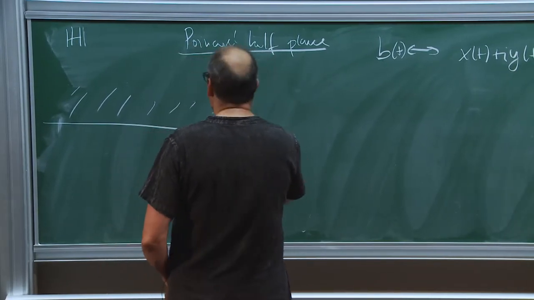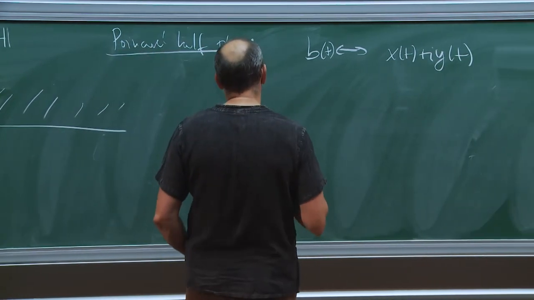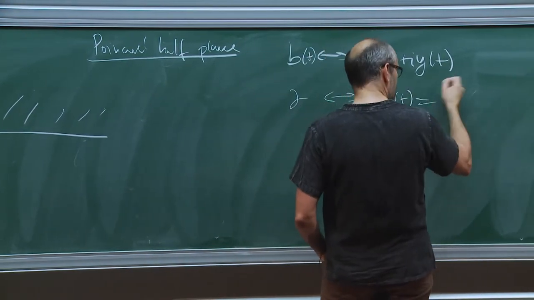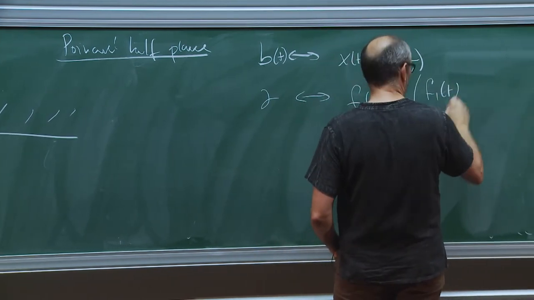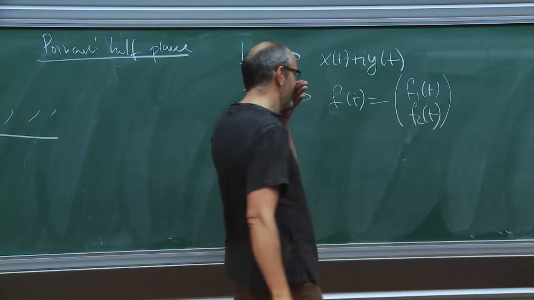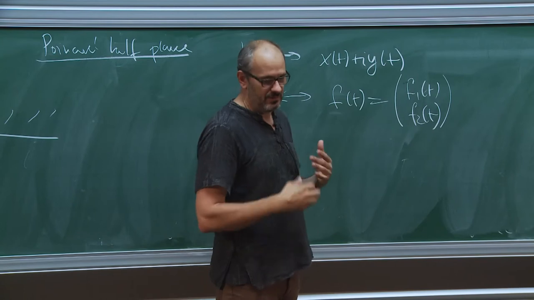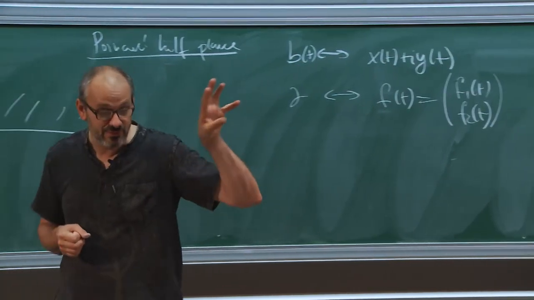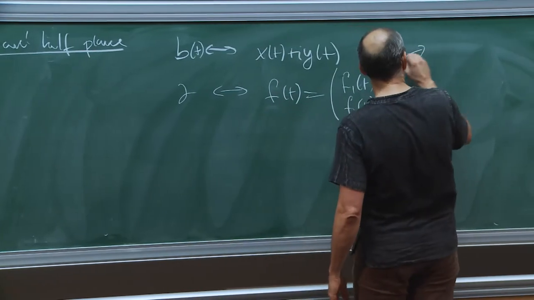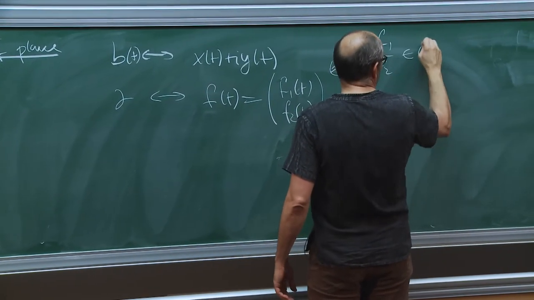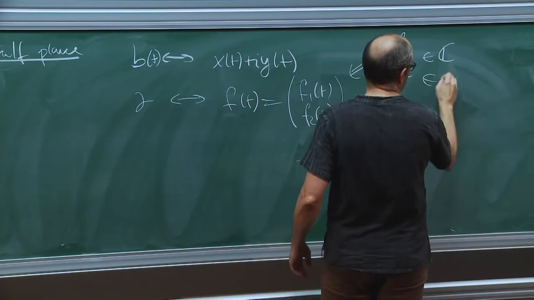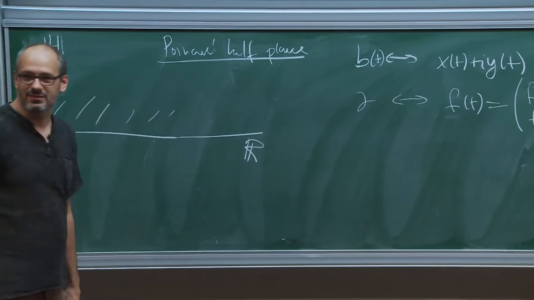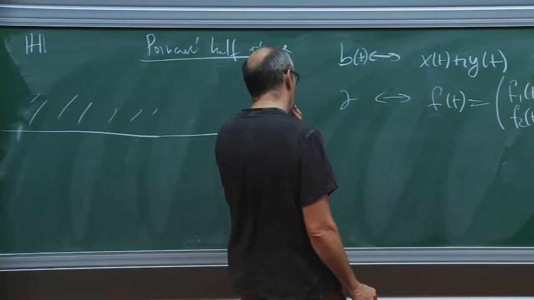So let's see how we can write this in terms of matrices. We take the boundary point gamma and associate it to some function f of t, which is actually a vector, f1 of t, f2 of t. It's a two-vector, because that's the way you represent the Möbius transformations, in terms of matrices. Points in the complex plane are represented by two-vectors. They correspond to the ratio, so this corresponds to f1 over f2 in the complex plane. But this is in the boundary, so this happens to be real, because the boundary here is exactly the real line. That makes things a little bit nicer. So this is gamma.